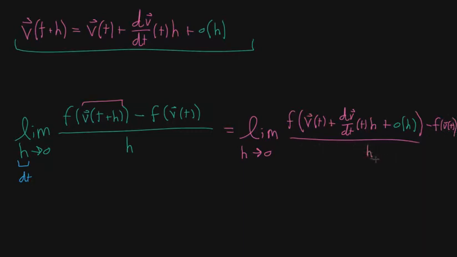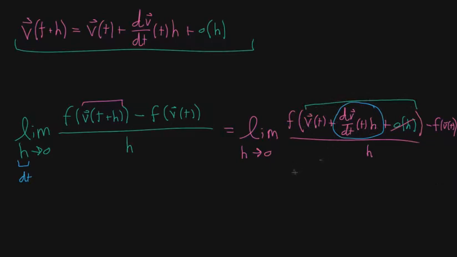Now the point here is, when you look at this limit, because we're taking it as h goes to 0, we'll basically be able to ignore this O of h component, because as h goes to 0, this gets very, very small in comparison to h. So everything that's on the inside here is basically just the v of t plus this vector value, right? And this is h times some kind of vector.